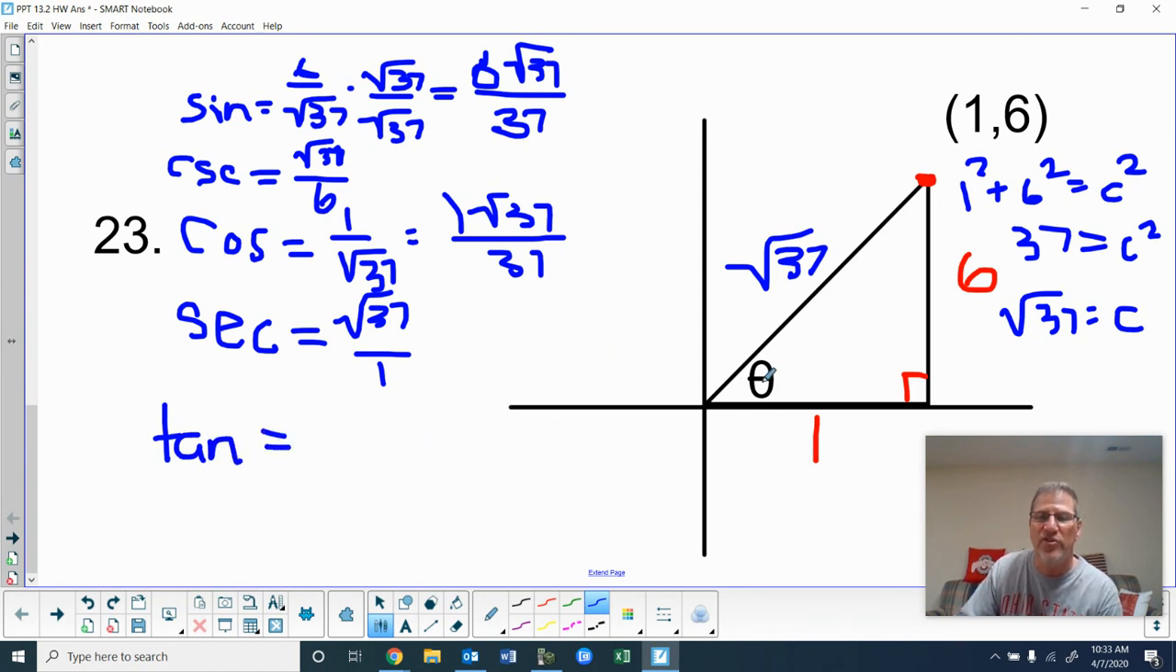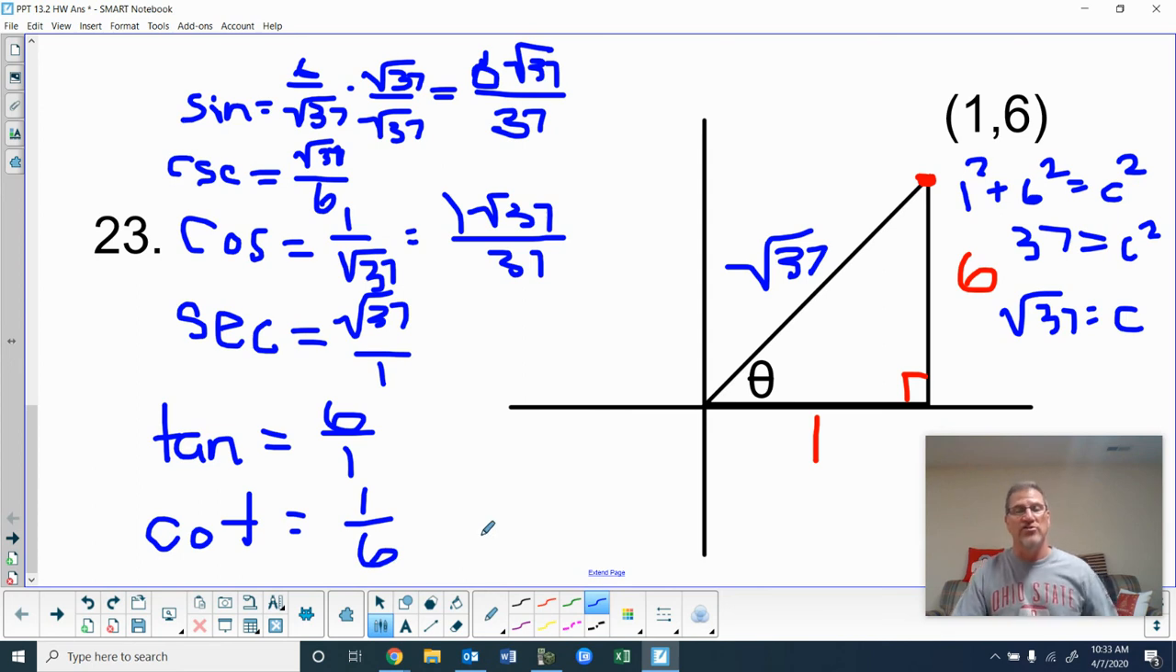And then tangent and cotangent. Tangent of theta, TOA, opposite 6 over adjacent 1, 6 over 1, or you can leave it 6 if you want. And then cotangent of theta is the reciprocal of that. So adjacent 1 over opposite 6. So there's our 6 trig ratios. So I thought I'd take one from each part of your homework and go over it for you if you had any questions. Remember, you can conference with me.